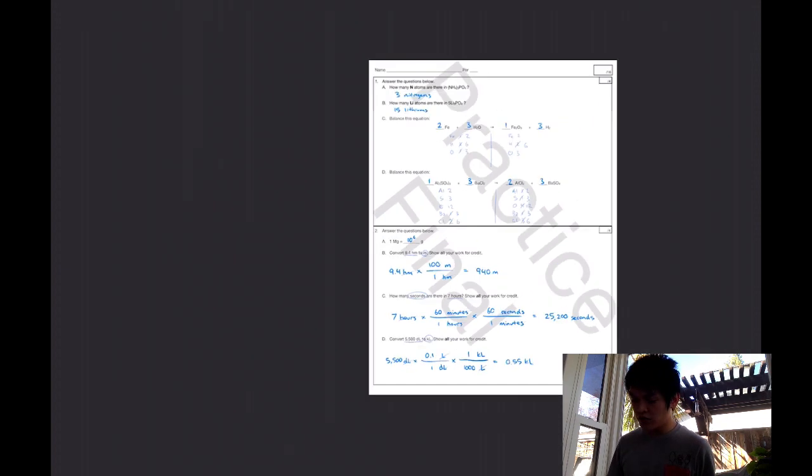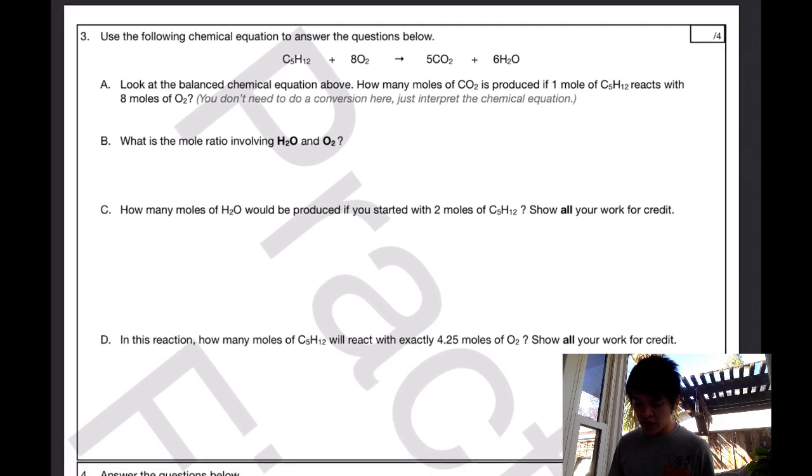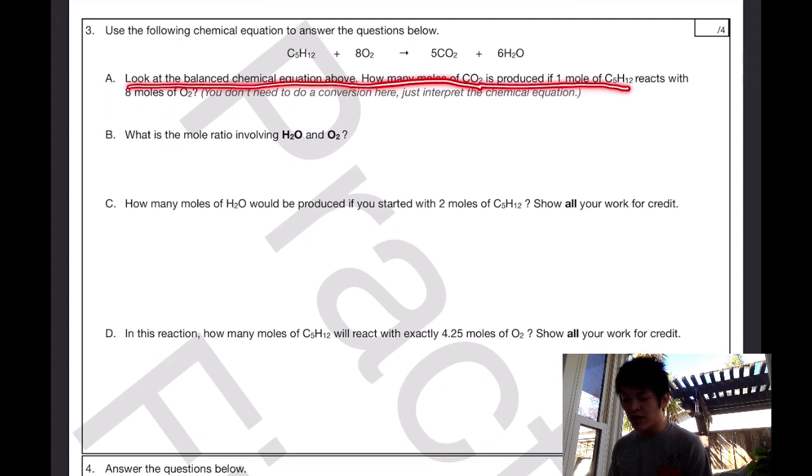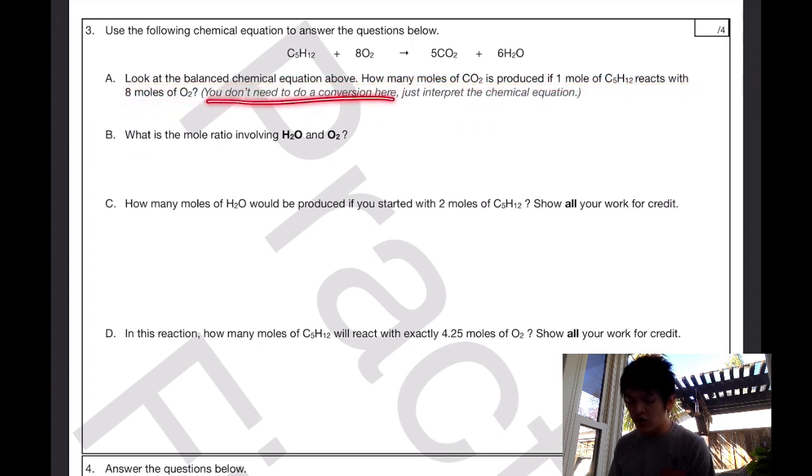Let's move on to the next one, which is number 3 on the back page. It says here, use the following chemical equation to answer the questions below. Letter A. Look at the balanced chemical equation above. How many moles of CO2 is produced if 1 mole of C5H12 reacts with 8 moles of O2? It says here you don't need to do a conversion here, just interpret the chemical equation.